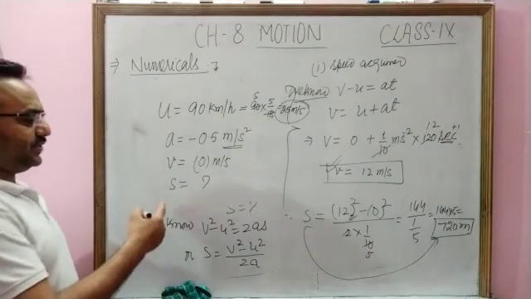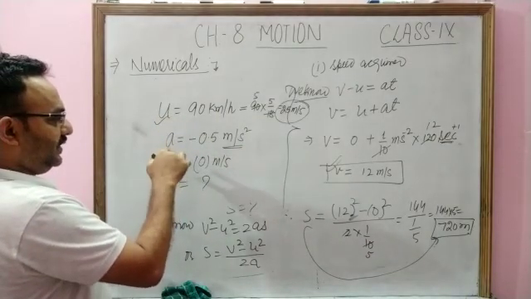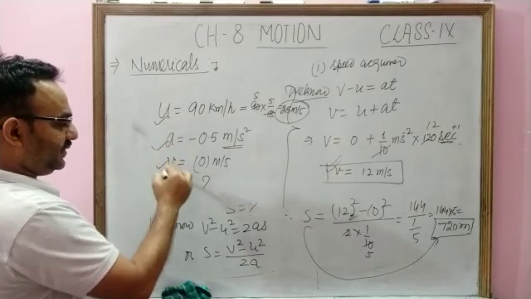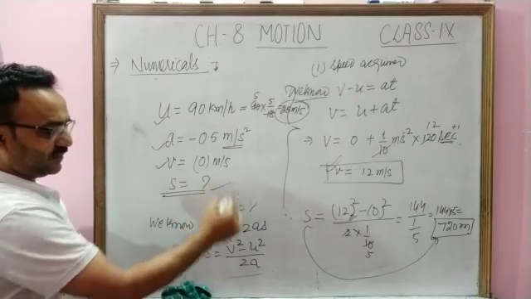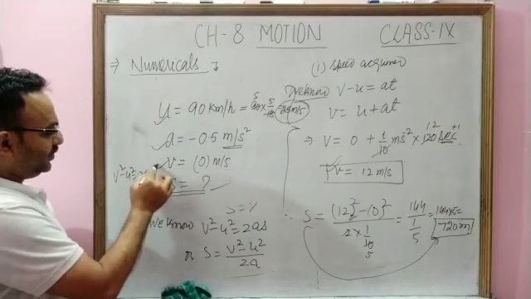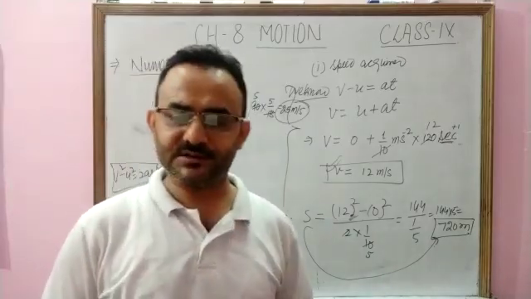Now, which equation of motion will you use? You have v square minus u square is equal to 2as. a you have, v you have. Third equation of motion, v square minus u square is equal to 2as. So you have to solve. Clear? Okay, thank you.